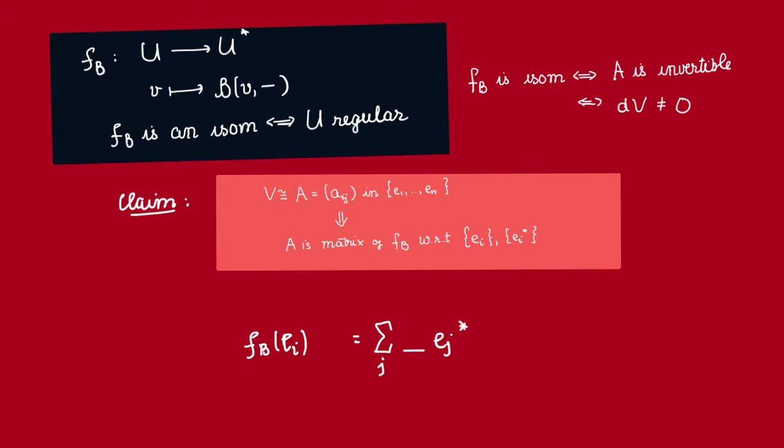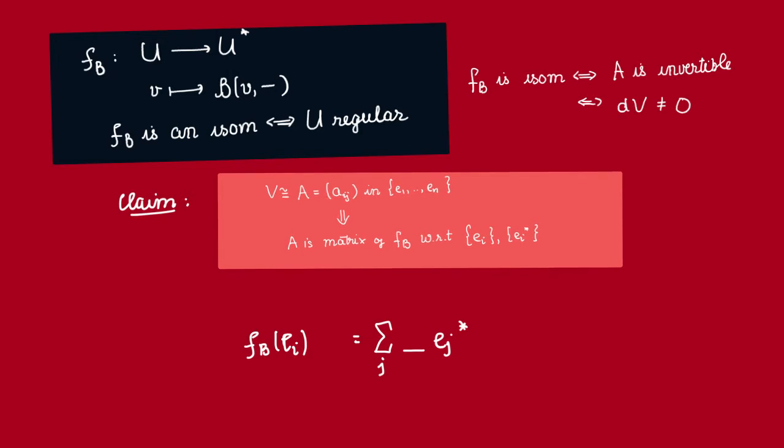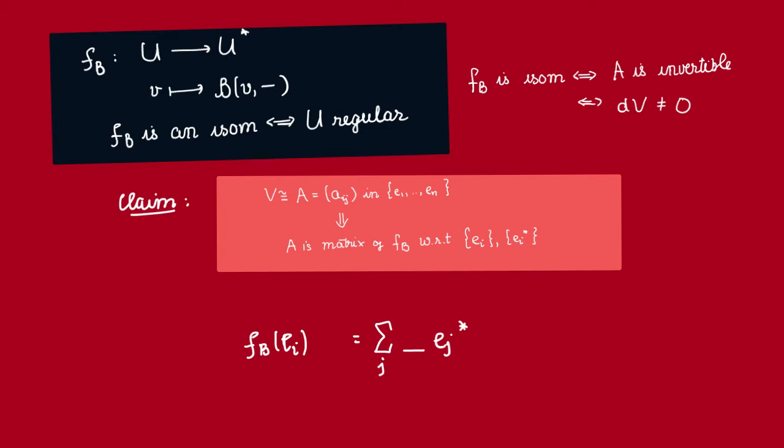And to see this, it suffices to prove the following claim. Let's say the Gram matrix of the bilinear form B with respect to a basis e_i is A. Then we claim that if we select the basis e_i on U and e_i star, the dual basis, on the dual space of U, then this matrix is also the matrix of f_B, that canonical map. So before proving the claim, let's see why this claim would actually imply our proposition.